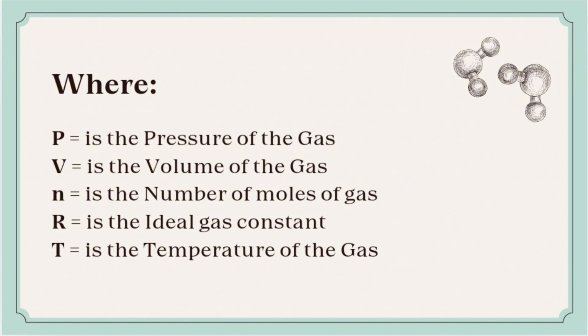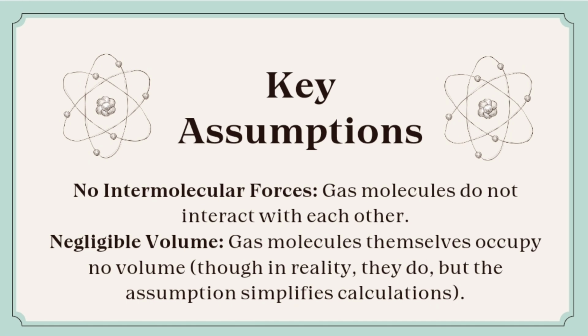Fifth is the temperature of the gas, or T. This must always be measured in Kelvin in the ideal gas law. Kelvin is an absolute temperature scale where 0 K is absolute zero. Assumptions: no intermolecular forces. Gas molecules do not interact with each other. Negligible volume. Gas molecules themselves occupy no volume. Is this true in reality? They do, but the assumption simplifies calculations.